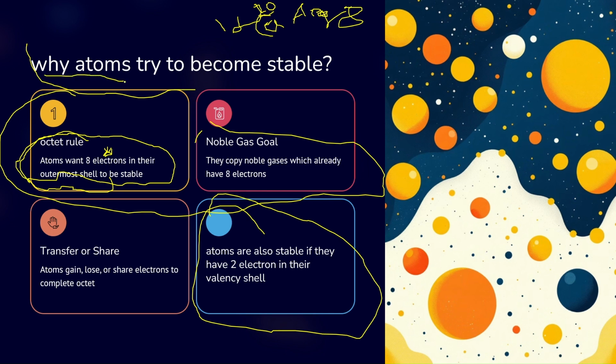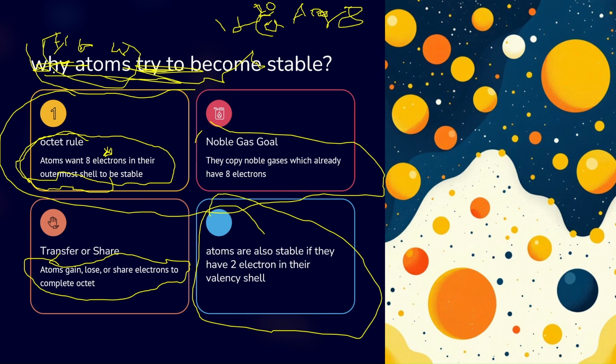This question generally will not come, but it's safe to learn. Why do atoms try to become stable? Or you can also ask how atoms become stable. Remove this and place how here. How do atoms become stable? They become stable by gaining or losing electrons. This is the answer for this question, and the answer for why atoms try to become stable is the other one.